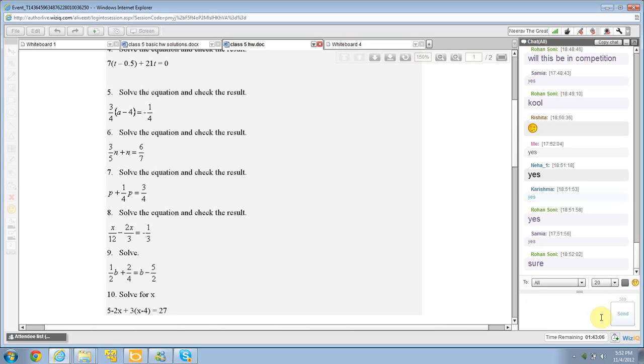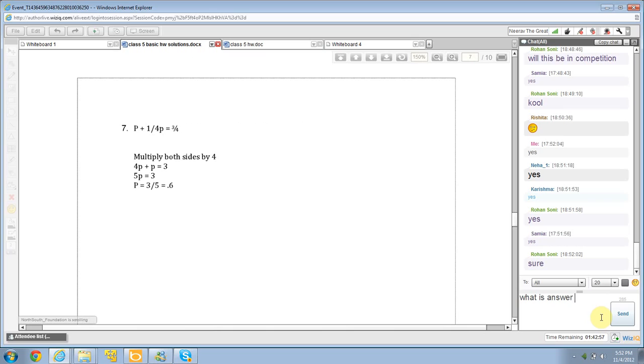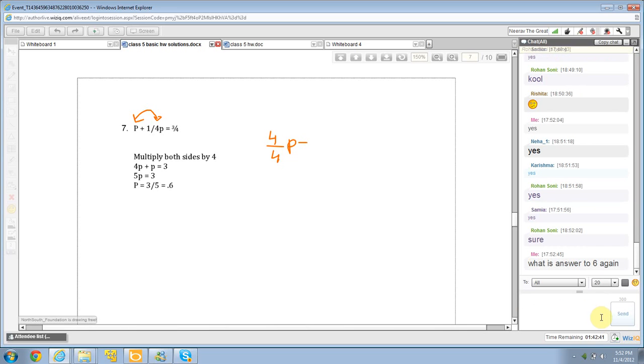So number 7. p plus 1/4 p equals 3/4. There's two ways you can do it. The first step is, you can add the two p's together first, so that would give you 4/4 p, since p is the same thing as 1p.